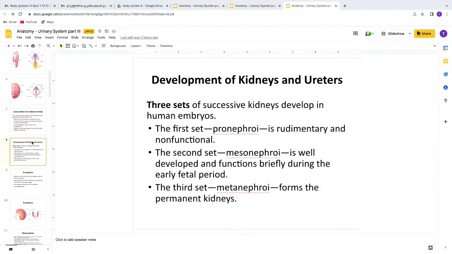Also, we have three sets of successive kidneys that develop in the human embryo. The first set that we have is the pronephros. It is rudimentary and non-functional. After that, we will have the second set, which is the mesonephros, and is well developed and functions briefly during the early fetal period. And then we have the third set, which is called the metanephros. And the metanephroi form the permanent kidneys. Okay?